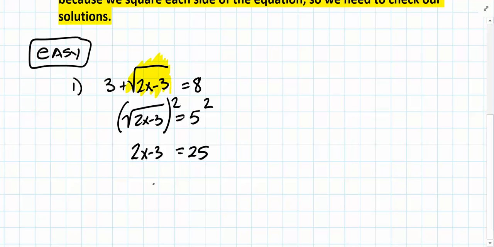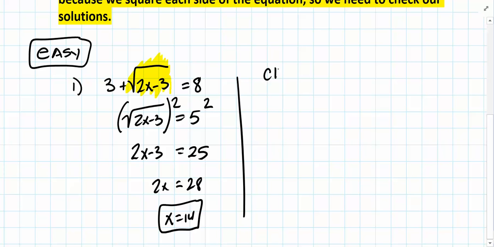So that means that 2x has to be 28, so x must be 14. Everybody get that with me? Okay, so how do we check this? Well, we do exactly what we think we do. If I can spell that check right, there we go. We simply plug it back in.